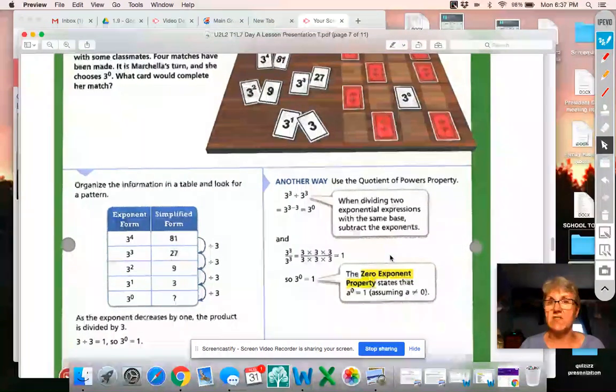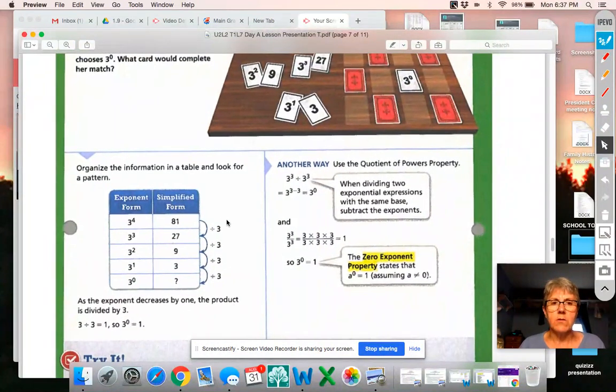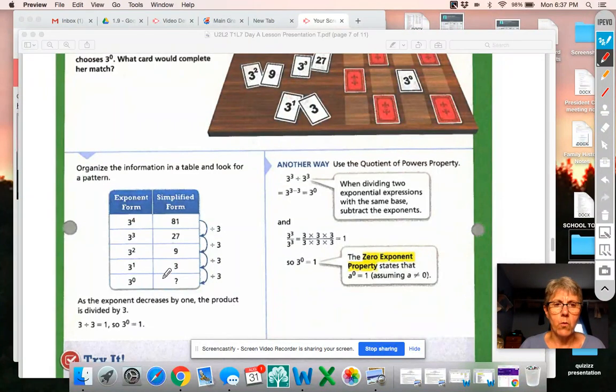The first one is to look just at a pattern in a table. Here we have a table, and we start out with 3 to the fourth power equals 81, 3 to the third power equals 27, 3 to the second power equals 9, 3 to the first power equals 3. And if you look at the pattern, 81 divided by 3 is 27, 27 divided by 3 is 9, 9 divided by 3 is 3. And this next pattern, 3 divided by 3 equals 1. So that's one way to look at it.